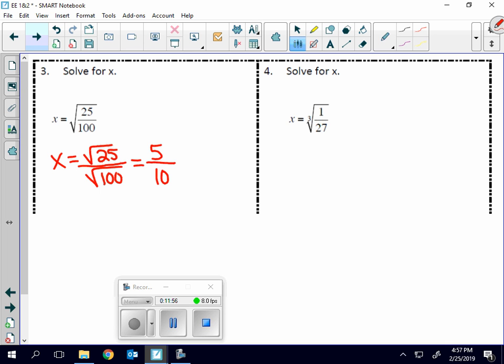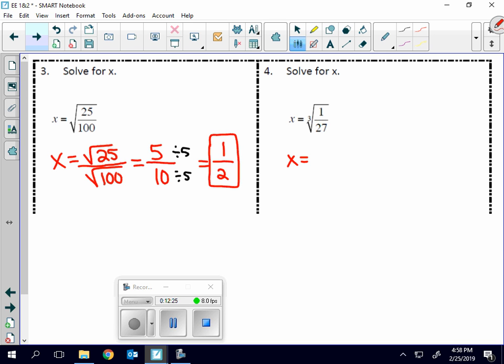And let's reduce this. What can I divide by? I can divide by 5 to reduce. 5 divided by 5 is 1. 10 divided by 5 is 2. That is my most simplified answer for x. Okay, we can do the same thing with cube roots. We already have x by itself. We just need to simplify the right side. Just like we did before, we can break it apart.